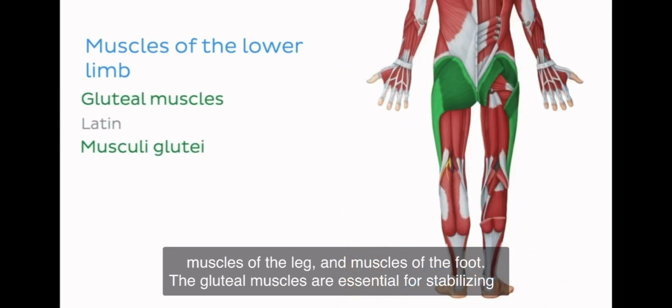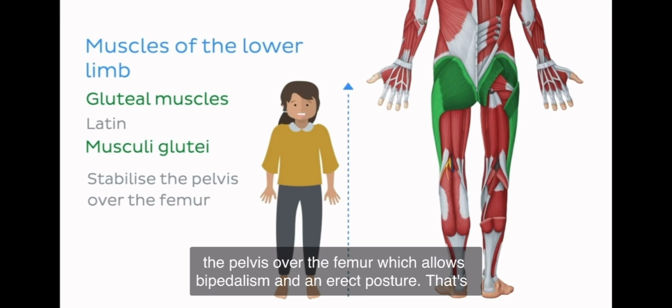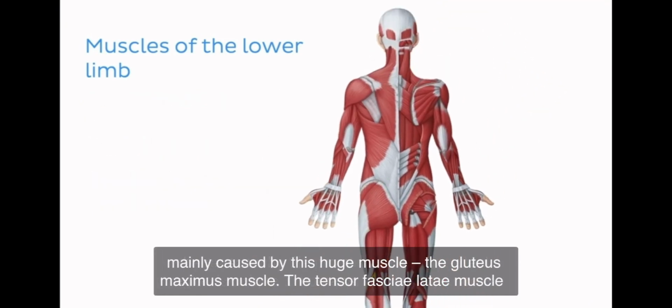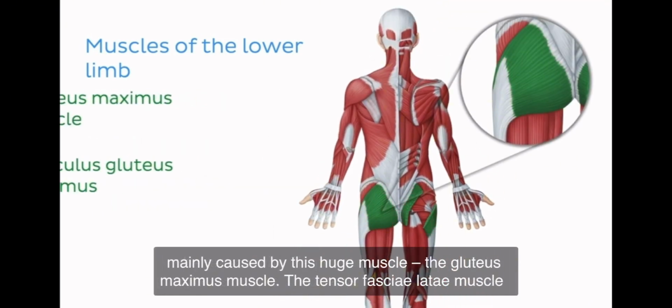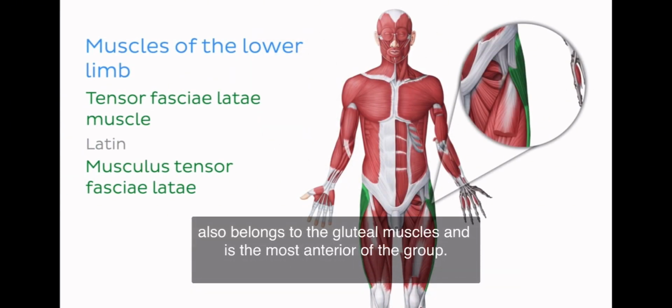The gluteal muscles are essential for stabilizing the pelvis over the femur, which allows bipedalism and an erect posture. That's the reason why the prominence of the gluteal region is unique to humans. This prominence is mainly caused by this huge muscle, the gluteus maximus muscle. The tensor fasciae latae muscle also belongs to the gluteal muscles and is the most anterior of the group.